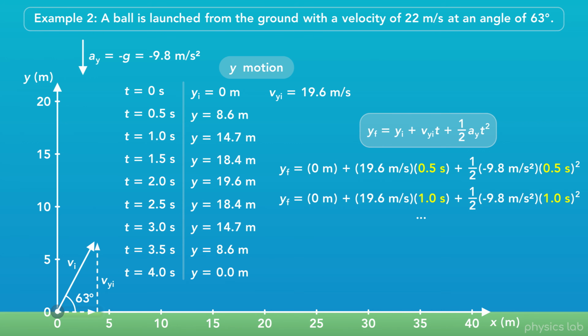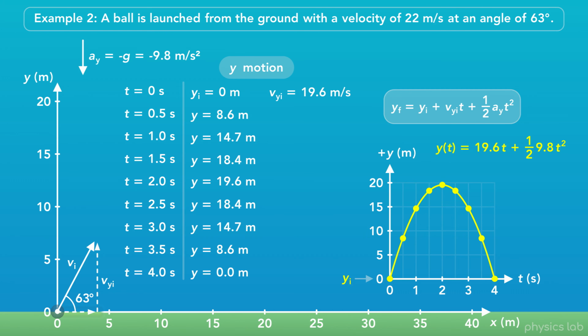Notice how the y position increases from 0 to 2 seconds, then it decreases. We don't need to calculate the up and down motions separately. This equation covers the entire vertical motion. The initial velocity is positive, and the acceleration is negative, and that's how the math works out.